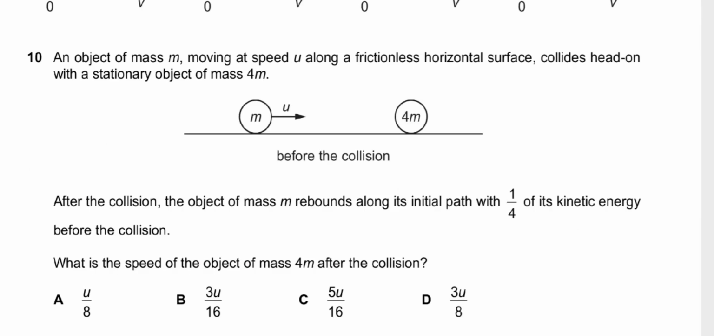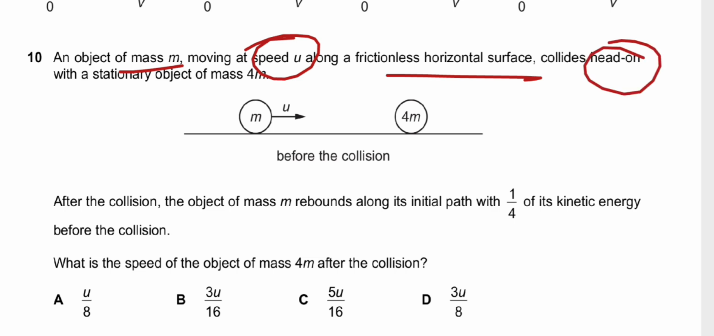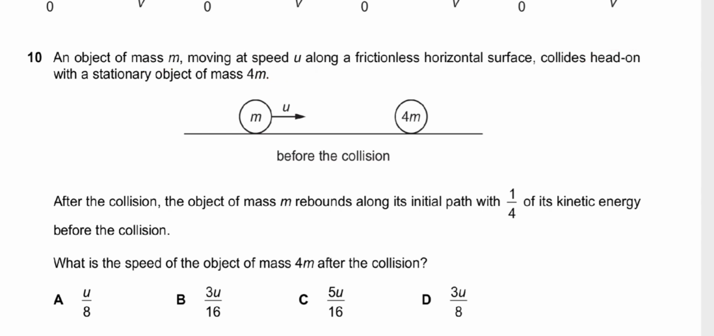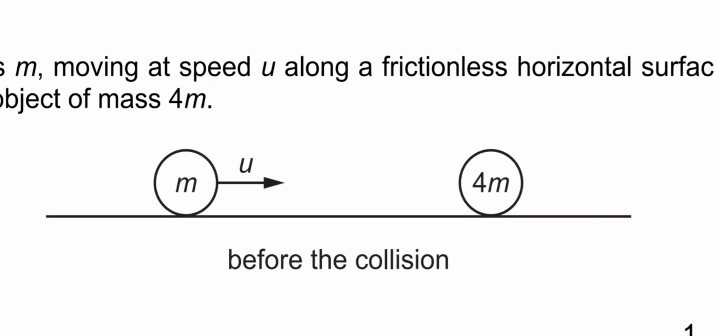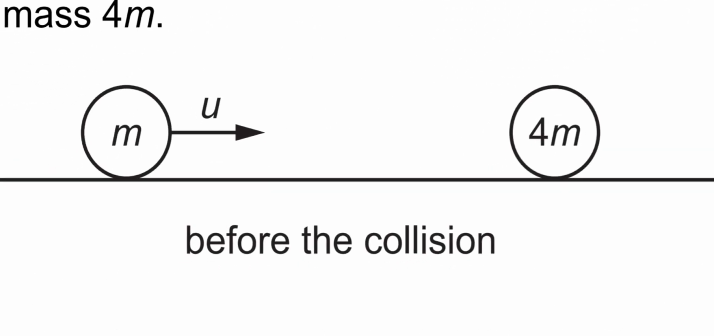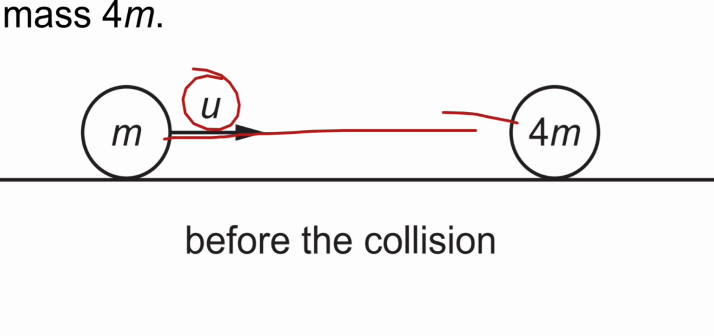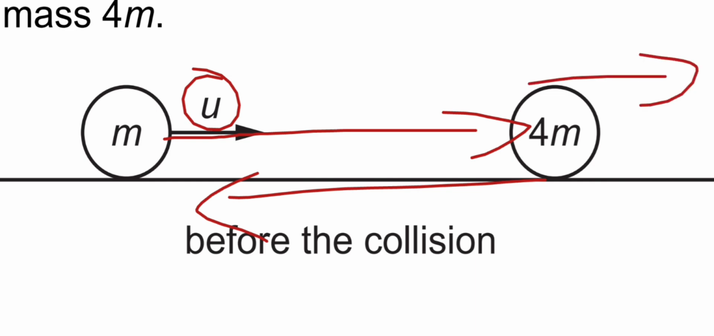Okay, moving on to question number 10. We're told that we have an object of mass m that is moving at a speed of v along a frictionless horizontal surface and is colliding head-on with a stationary object of mass 4m. And then after the collision, the mass rebounds with a quarter of its initial kinetic energy, and we want to find the speed of the object of mass m after the collision. Okay, so let's draw this. Let's explain what's happening. So before, it's moving with the speed u. So it's going to come and it's going to collide with this object and it's going to move back. If it rebounds, that means this object has to move forward.